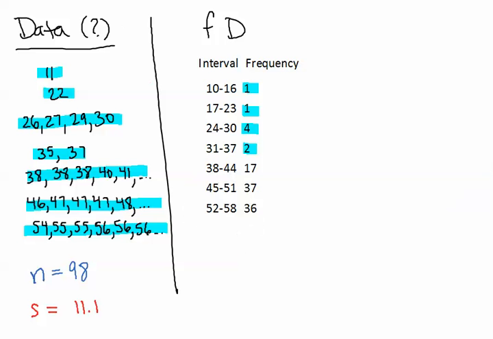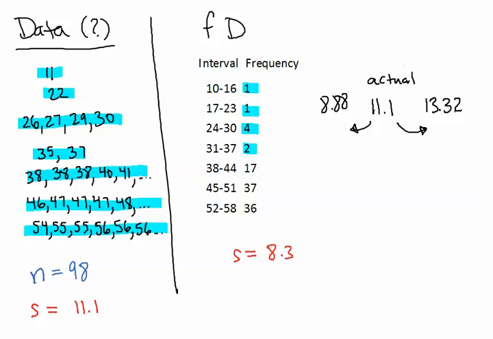Then we computed, that's why they use the word computed, the standard deviation over here from the frequency distribution and got 8.3. Well, 11.1 was the actual from the original data, and we're using a benchmark of 20%, that means we go 20% below, which turned out to be 8.88, and 20% above, which turned out to be 13.32.